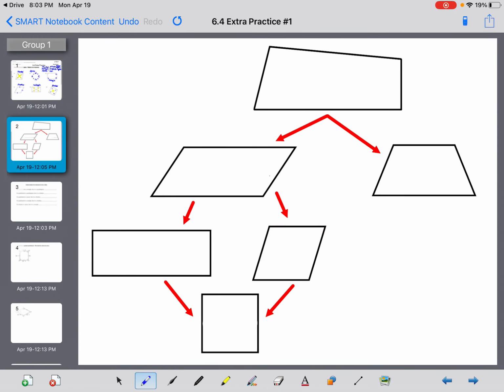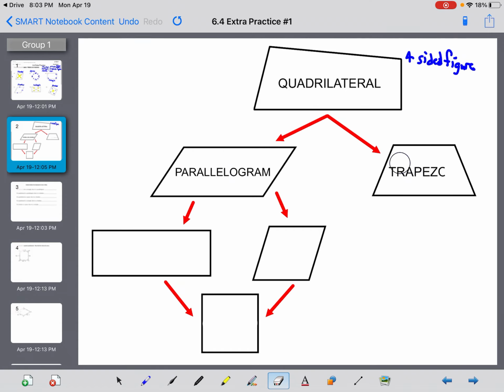Now, this is your tree of quadrilaterals, okay? Now, if you look at the top, we have 4-sided figures, which are quadrilaterals. So fill that in. 4-sided figure. That's all I'm going to write here. Now, your quadrilaterals branch off into 2 different directions, okay? The first one is going to be your parallelograms. And on the other side, you have your trapezoid.